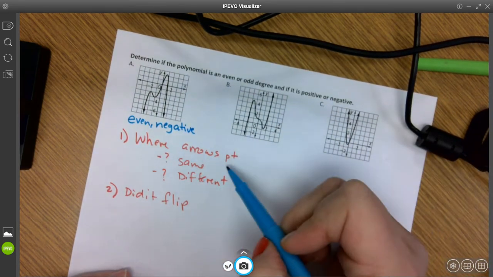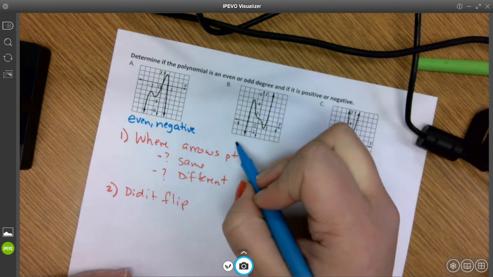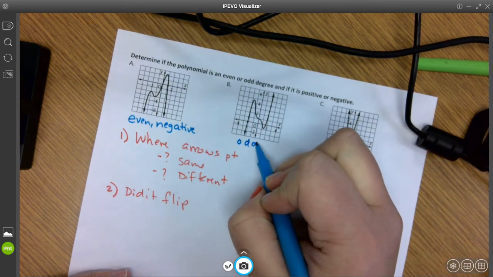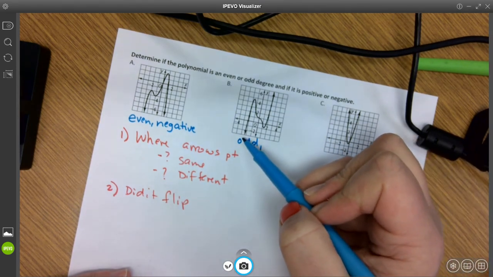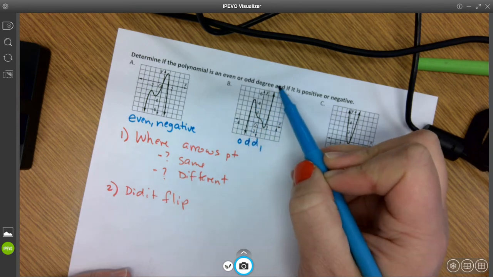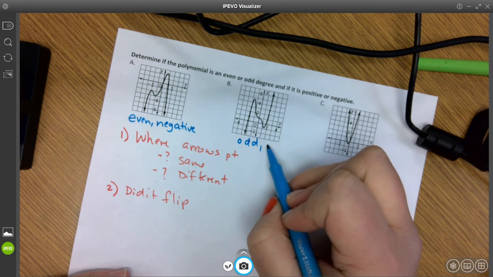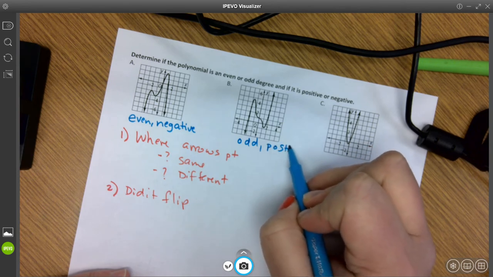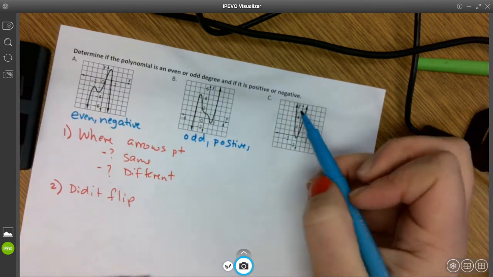Here, my first question is, where do the arrows point? They are pointing in opposite directions. Opposite directions means it's going to be odd. Oddball. So normally for odd, it's down, up. Okay, so my arrows are starting down and then it finishes up. That's my end behavior. So that means it did not flip. So my leading coefficient is positive.